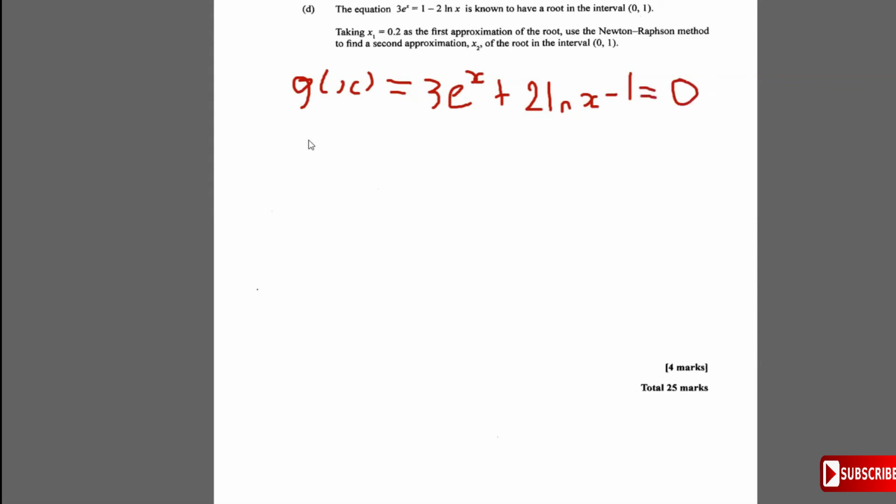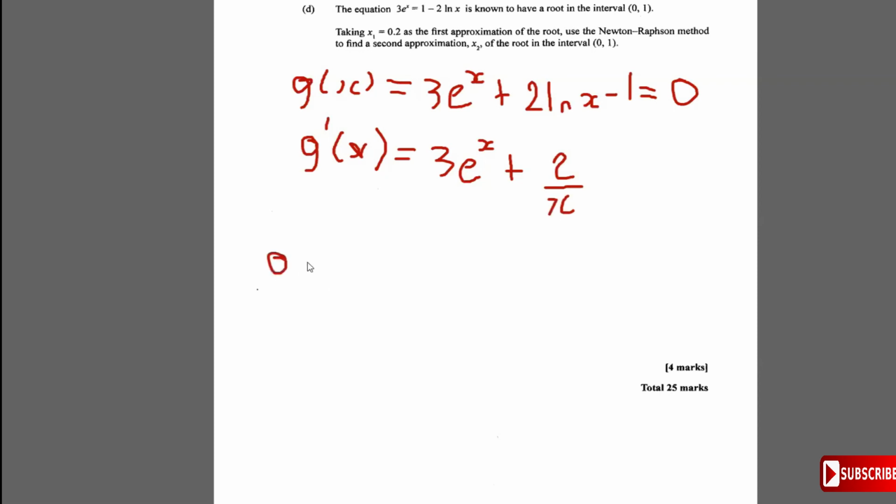So now that this is g of x, we need g prime of x now. So g prime of x is going to be, to differentiate 3e to the x, you get 3e to the x, plus, you differentiate 2 ln x, you get 2 over x. So now what are you required to do?